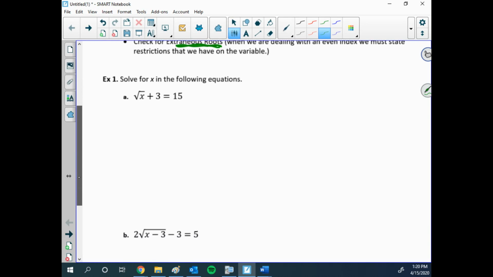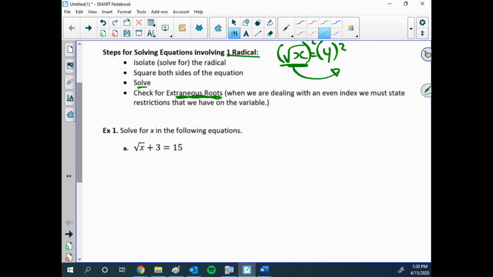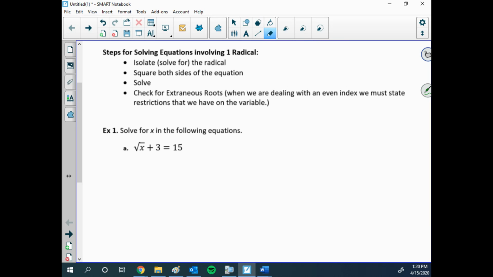So example 1 says solve for x in the following equations, and I'm going to use these steps as a checklist. The first thing I need to do is isolate the radical, so I have to get this by itself. I need to remove this positive 3 by subtracting 3 from either side. Now I'm left with the square root of x is equal to 12. That's done. The second thing is to square both sides of the equation.